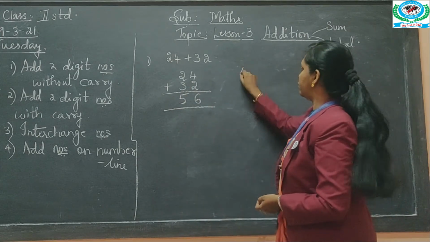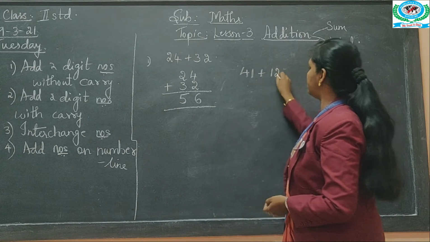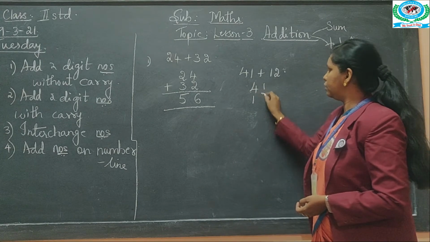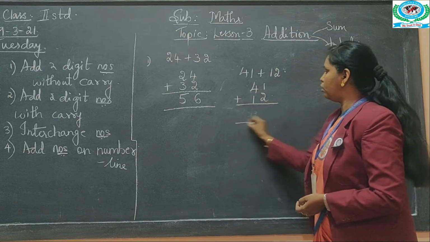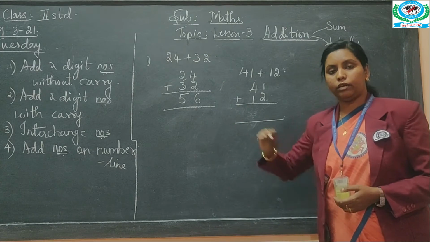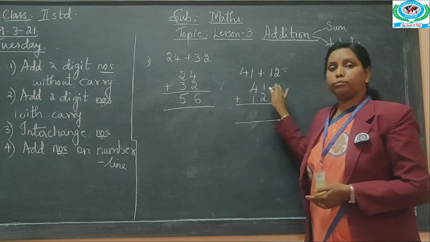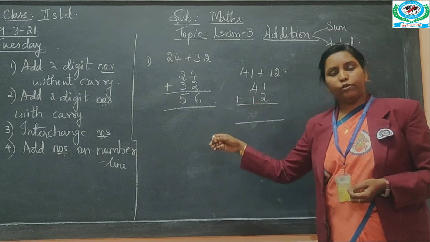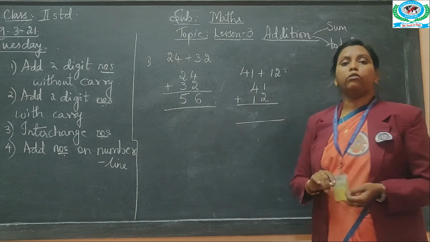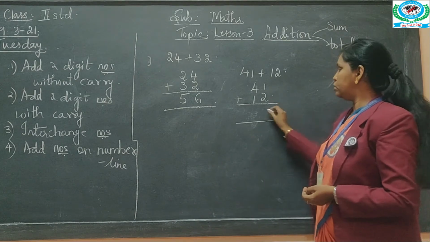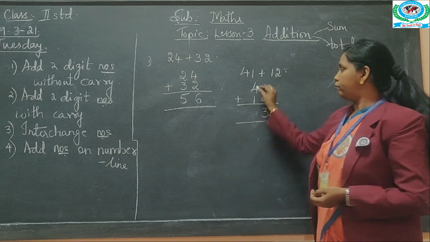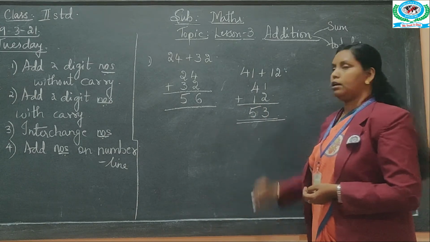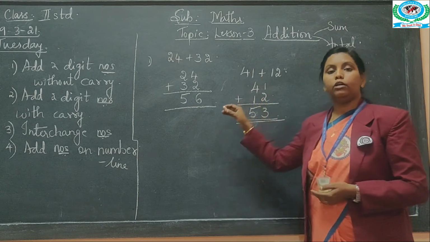Let me give you one more example, that is 41 plus 12. Again you write it in the order of the place value chart. First step is to write under the place value chart, according to the place values, and then you are going to add that. So 1 plus 2 is how much? 3. And 4 plus 1 is 5. This you got as the answer when you add the two numbers.